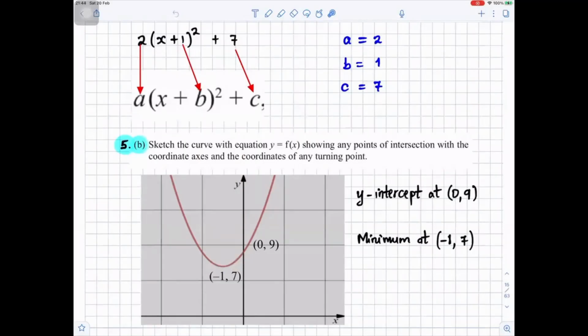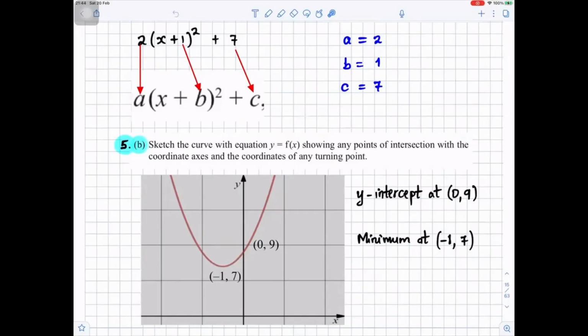And where does it cross the y-axis? When you put x as 0, this will be 0 plus 1 squared, which is 1. 1 squared is 1, times 2 is 2, plus 7 is 9. So it crosses at 0, 9. So you can mark that, and that gives you a U shape to sketch. So the y-intercept is 0, 9, and the minimum is at minus 1, 7. You must state those coordinates to get the full mark.